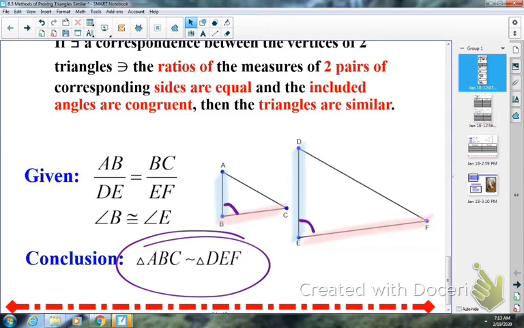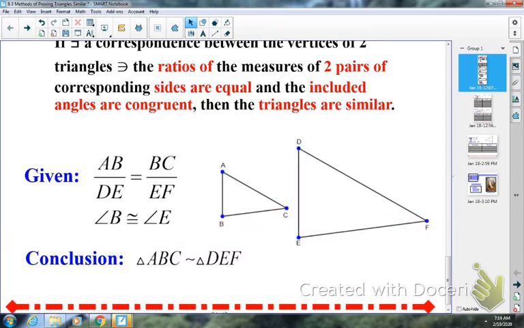Okay, so as a quick recap, we have three methods, technically four, but we use three for proving triangles are similar. We have angle-angle similarity, where you have two pairs of corresponding angles congruent. You have side-angle-side similarity, which we just went over, where you have two pairs of corresponding sides being in the same ratio and the pair of included angles being congruent. And then last but not least, we have side-side-side similarity, where you have all three pairs of corresponding sides being in the same ratio. Then again, the triangles are similar.